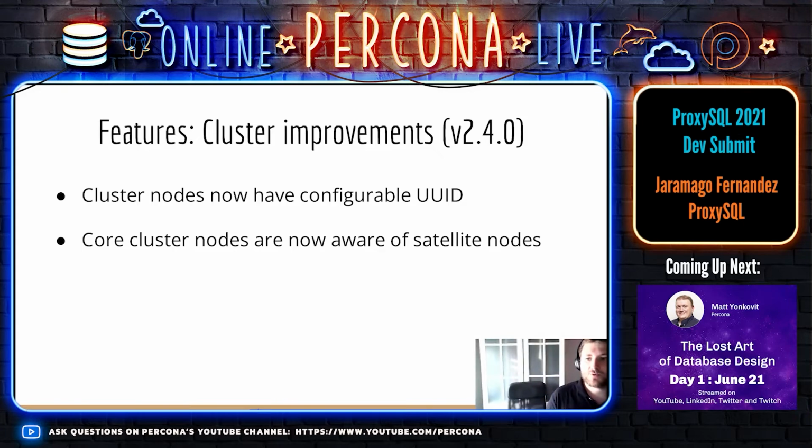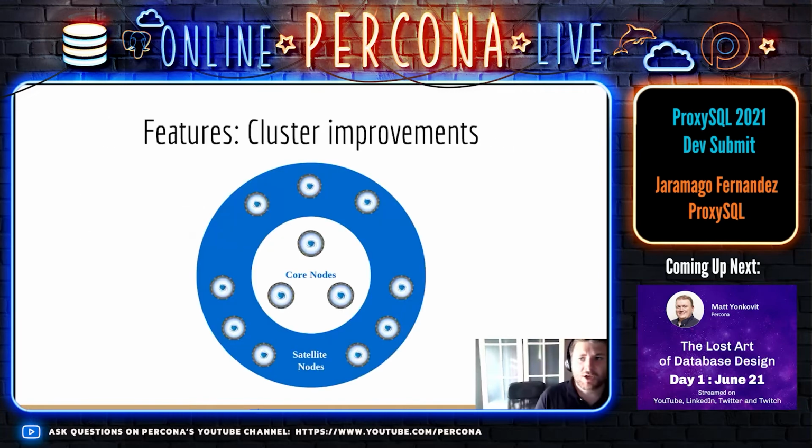So this relates to the second feature that we see here listed, that core nodes are now aware of satellite nodes. Because the concept of core nodes and satellite nodes is a concept on how ProxySQL is usually deployed, we are going to check this in a little deeper way. Here we can see the typical topology in which a ProxySQL cluster is deployed. You can see two layers of configuration, the one in the center being the core nodes and the outer layer being the satellite nodes. The difference between the two layers is that ProxySQL core nodes are considered the source of truth for the outer layer.